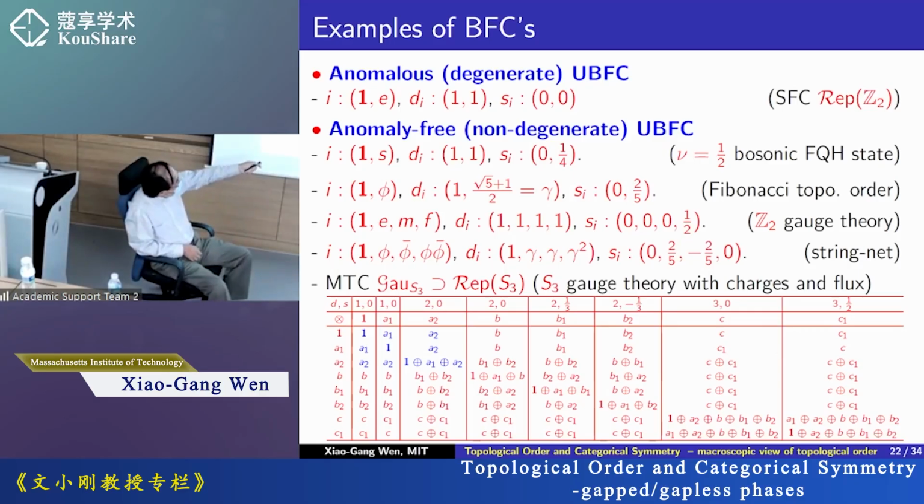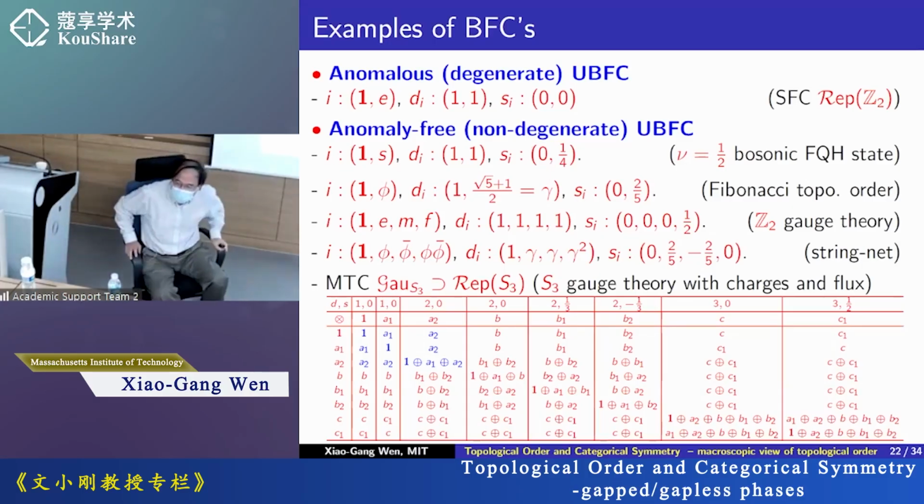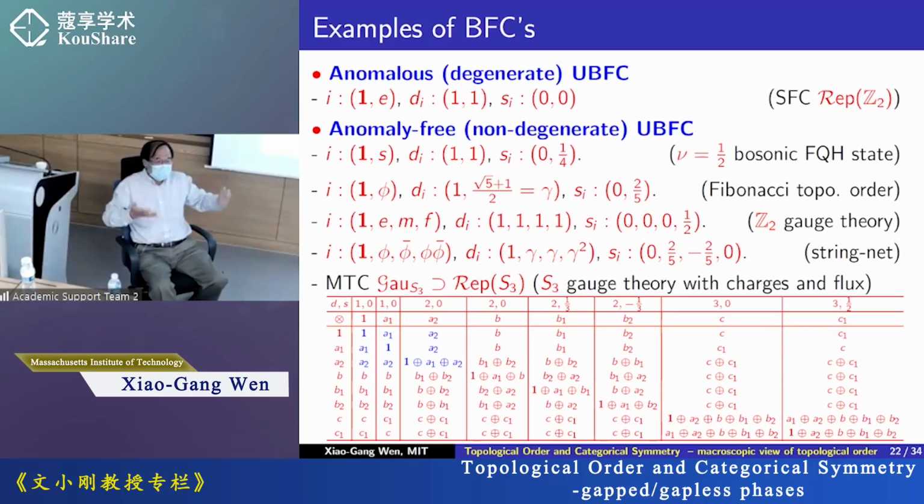But we call this anomalous because it's not realizable by a lattice model without symmetry. This is also very strange, because a lattice model with symmetry is a special case of a lattice model without symmetry. It sounds very strange: when you require symmetry, it's realizable, when you don't require symmetry, it's not realizable. But a special case of a model without symmetry is certainly realizable.